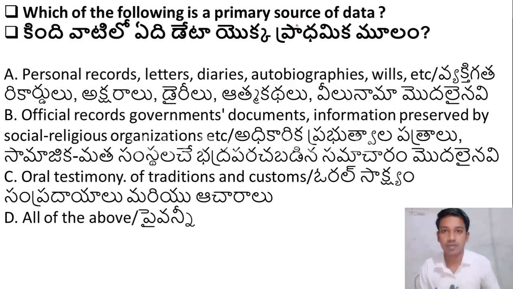So the next question is, which of the following is a primary source of data? Primary data are collected by the researcher. These data are also known as first hand data. Option A, personal records, letters, diaries, autobiographies, wills, official records, government records, information preserved by social religious organizations. Option C, oral testimony, traditions and customs. Option D, all of the above. Yes friends, all of these personal records, letters, diaries, official records, documents, oral testimony, these are all primary sources of data. So option D is the right answer. Let us move to the next question.